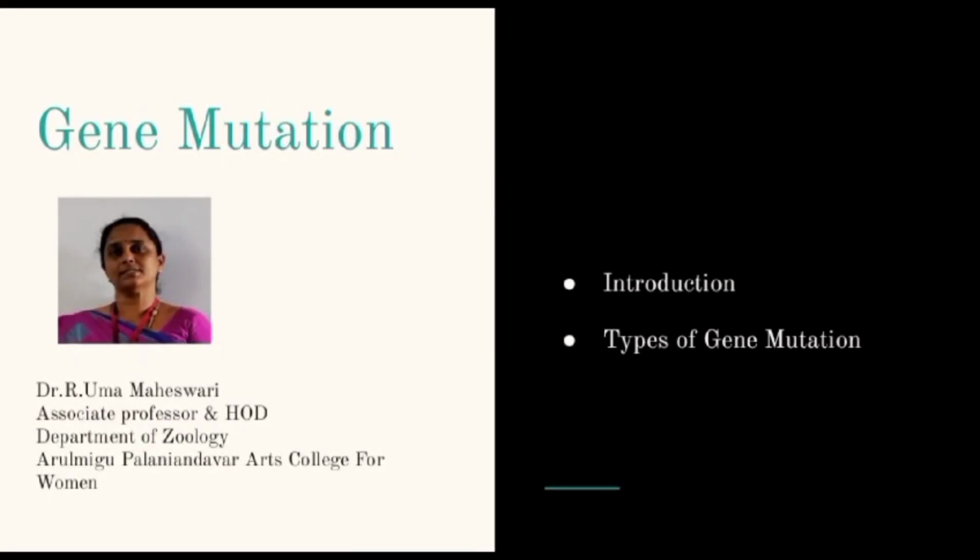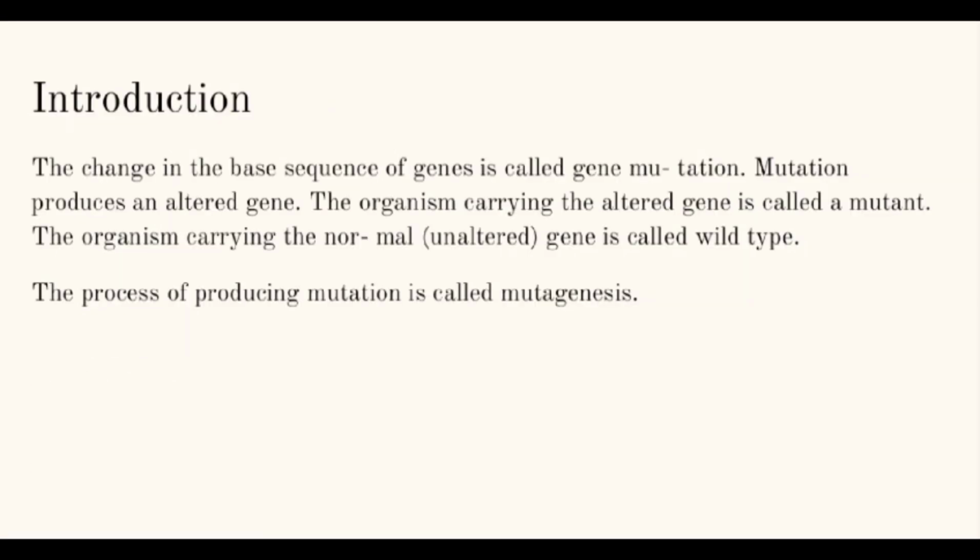Today we are going to see about gene mutation. Introduction, types of gene mutation. The change in the base sequence of a gene is called gene mutation. Mutation produces an altered gene. The organism carrying the altered gene is called a mutant. The organism carrying the normal unaltered gene is called wild type. The process of producing mutation is called mutagenesis.